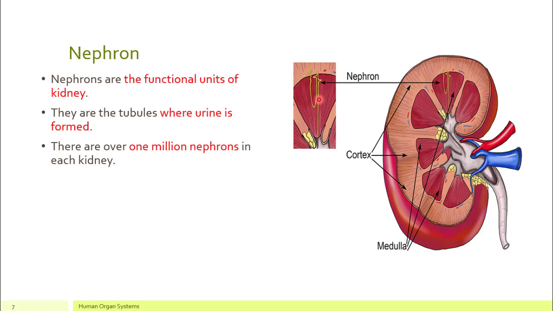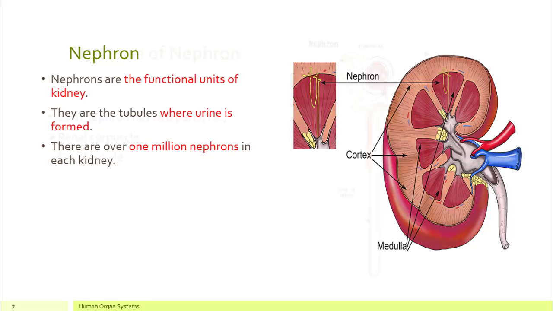Now what are these nephrons? They are the tubules where urine is formed, which is the main function of nephron, which means the urine formation. There are over 1 million nephrons in each of our kidney, and it is such a huge number of nephrons present in our kidney.